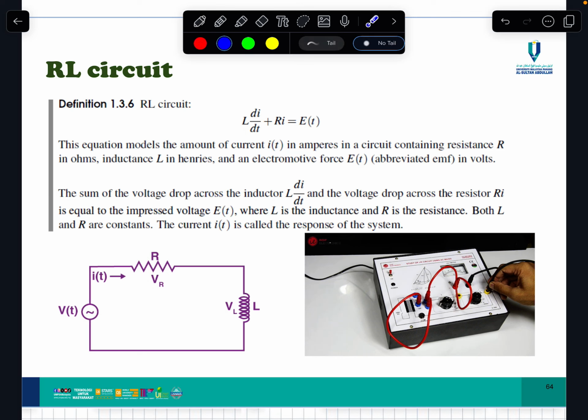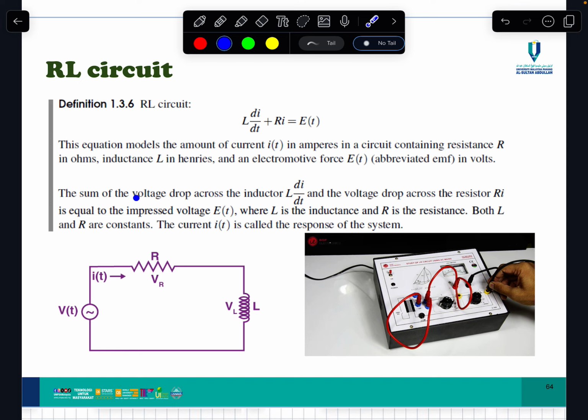RL circuit definition 1.36. An RL circuit is given by this formula: L di/dt plus Ri equals E(t). This equation models the amount of current I(t) in amperes in a circuit containing resistance R in ohms, inductance L in henries, and an electromotive force E(t) in volts.